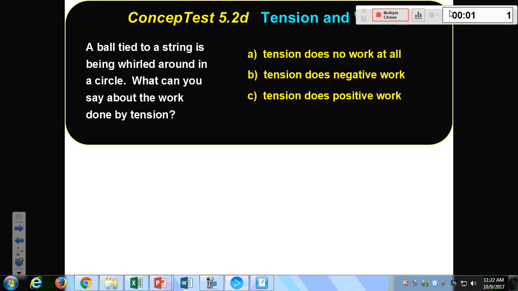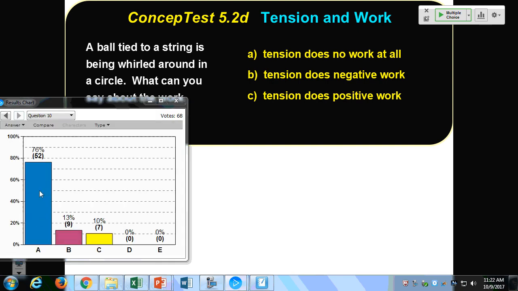Let's try this. All right, let's stop at 38. Hey, good. That's very good.